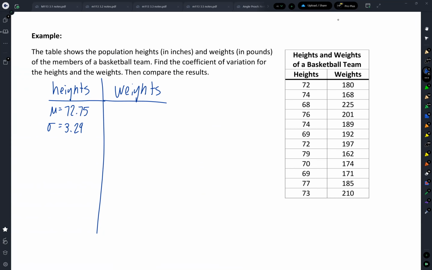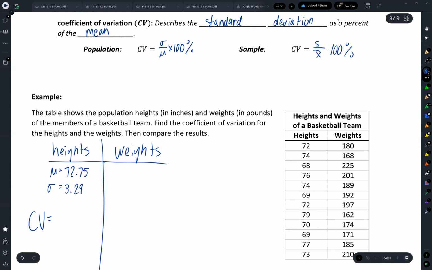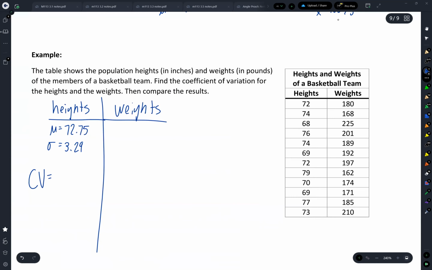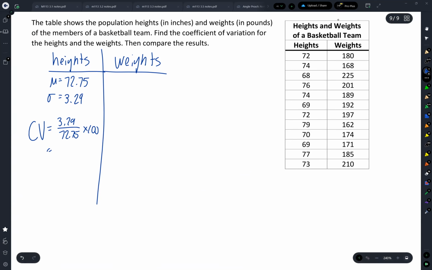But for the example here, we're just going to show you how to find the CV, which is the standard deviation divided by the mean times 100. So 3.29 divided by 72.75, times 100, is about 4.52%.